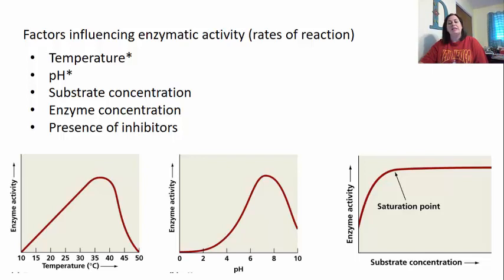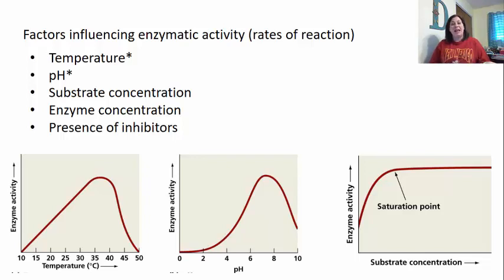But when we look here, enzymes have these same types of things. They have certain conditions that they work best in. One example of this is temperature. They're going to have a very optimal temperature. When we are too cold or too hot for the enzyme, it's not going to function properly.